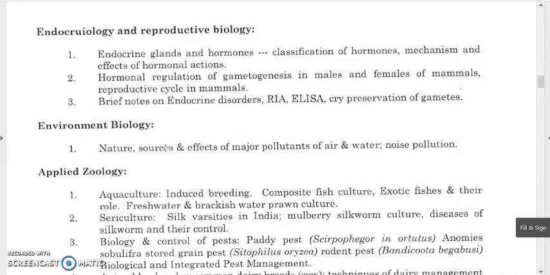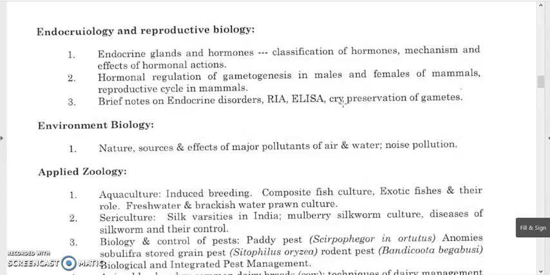Then there is RIA, that is radioimmunoassay, ELISA, and cryopreservation. Cryopreservation means preservation in liquid nitrogen at minus 196 degrees Celsius. If you preserve something at minus 190 degrees Celsius, this is called cryopreservation. And RIA is radioimmunoassay, and ELISA stands for enzyme-linked immunosorbent assay. These are techniques used in the application of different molecular analyses.